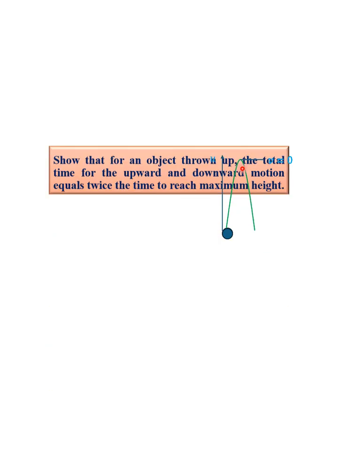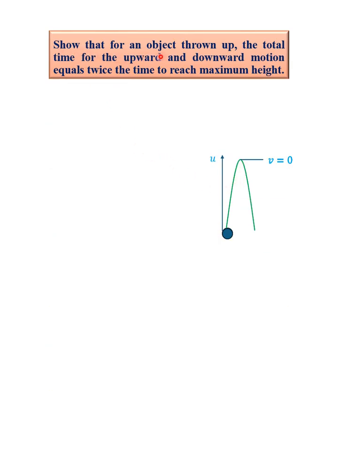In physics, it has been proven that the time it takes for the object to rise to the top and fall back to the ground is twice the time it takes it to rise from the bottom to the top. It means the time taken for the entire flight is equal to twice the time it takes the object to get to the maximum height. So in this video, we want to show that for an object thrown up, the total time for the upward and downward motion equals twice the time to reach the maximum height.